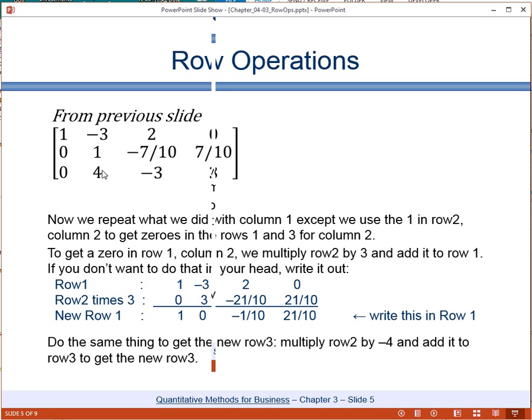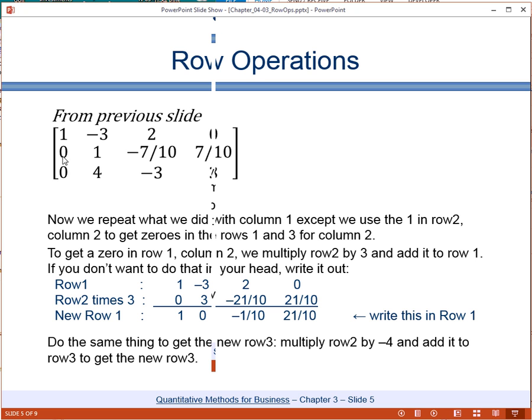And we're going to do the same thing to get a 0 here where the 4 is in row 3, column 2. I'm just going to take minus 4 times row 2 and add it to row 3. So down here you could write down what row 3 is: 0, 4, minus 3, and 3. And then take minus 4 times row 2 and write that down here.